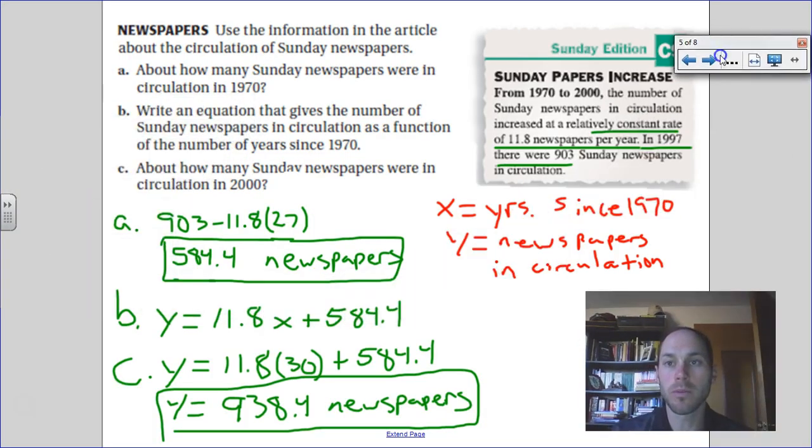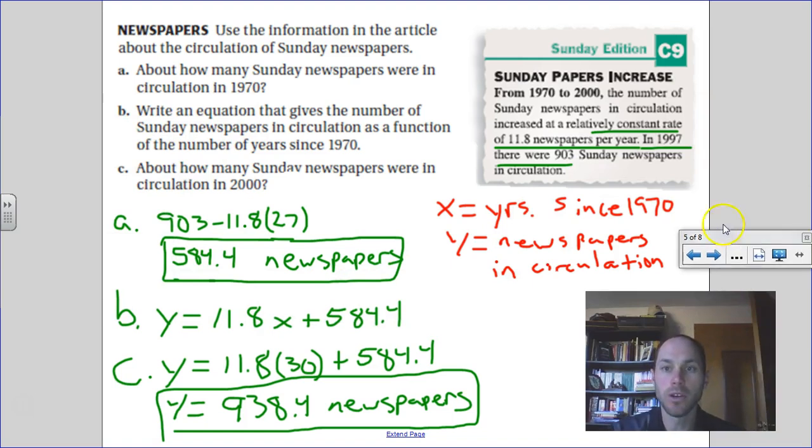Okay, so reading through the problem, we found that we needed to find out how many newspapers there are if newspapers are increasing at a constant rate of 11.8 newspapers per year. So we figured out that's your m, your slope, rate of change. And then in 1997, there were 903 Sunday newspapers in circulation. So that gives us information for a specific point in time. So we have point and slope.